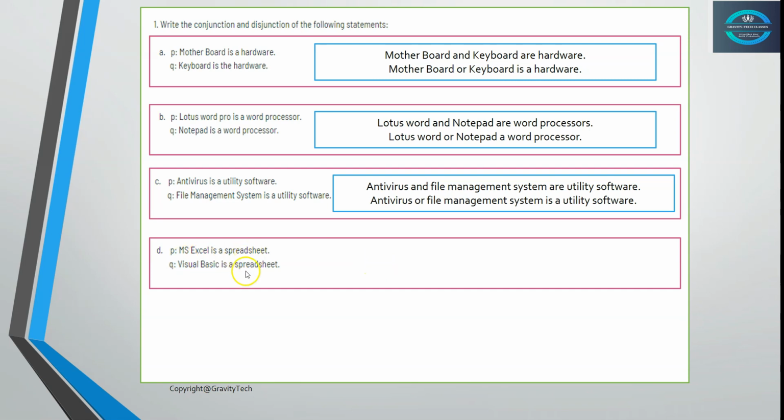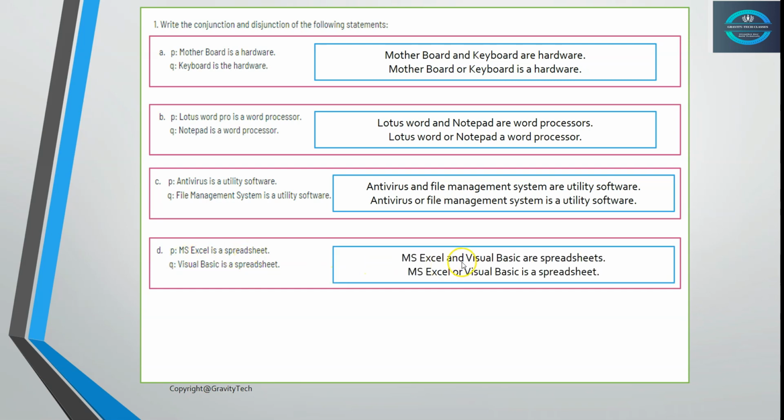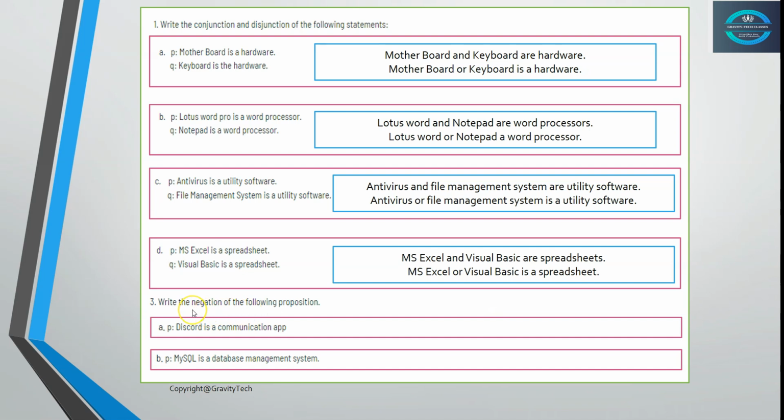MS Excel is a spreadsheet. Visual Basic is a spreadsheet. Then MS Excel and Visual Basic are spreadsheets. MS Excel or Visual Basic is a spreadsheet, right? It was easy. Now they're saying write the negation of the following propositions. So what are those negations?